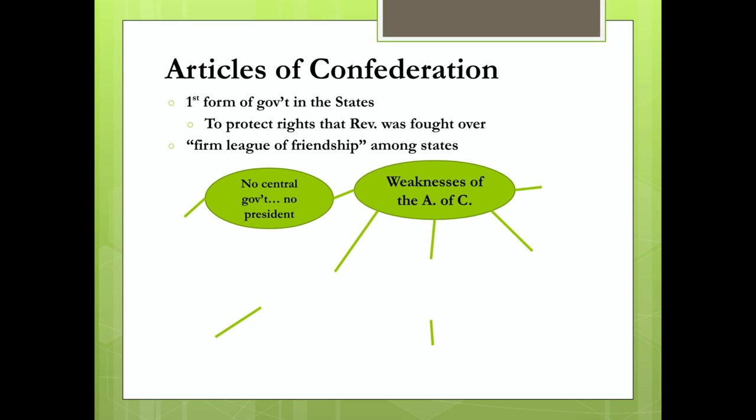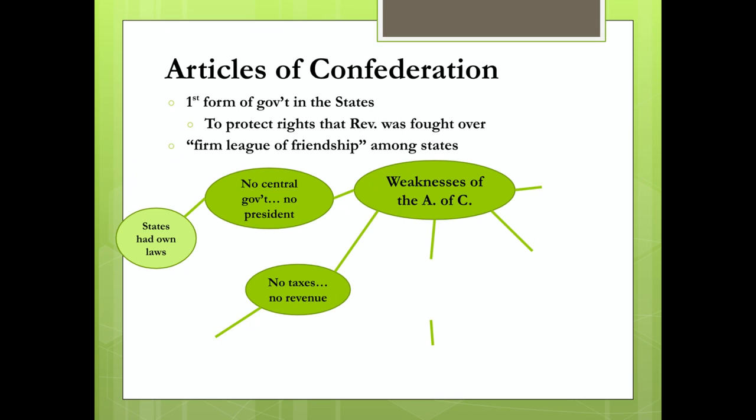Number one, there was no central government and no president. The states had their own laws and they really didn't answer to the federal government, meaning that in this case, the Articles of Confederation really gave the states a lot of the power.